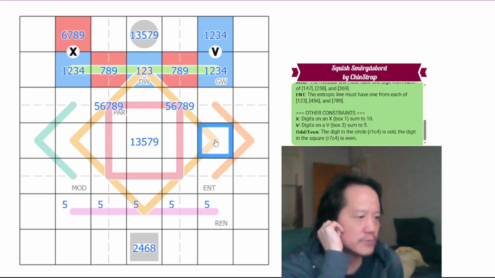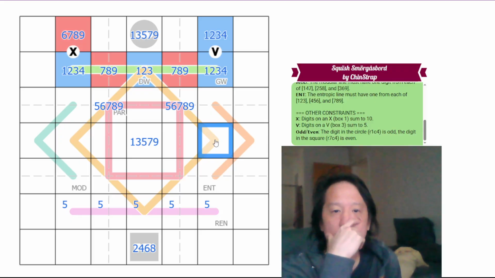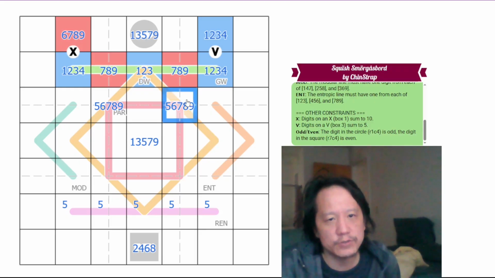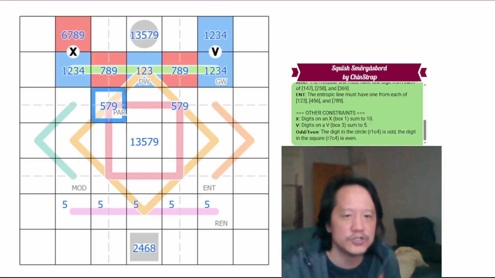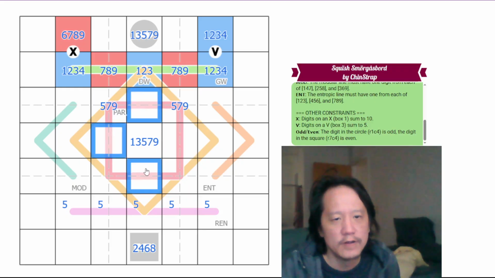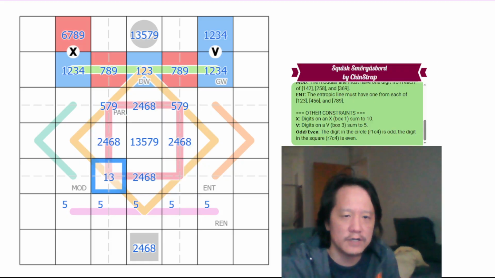6 can only be next to 1 or 2. 4 can only be next to 8 or 9. 8 can only be next to 1 through 4. And then 2 can only be next to 6 through 9. And none of those overlap. So this cannot be even digits. Therefore, this must be odd digits. So these must be odd digits here too. So we have all the odd digits already in box 5. So these are odd. These are even then, which makes this odd.